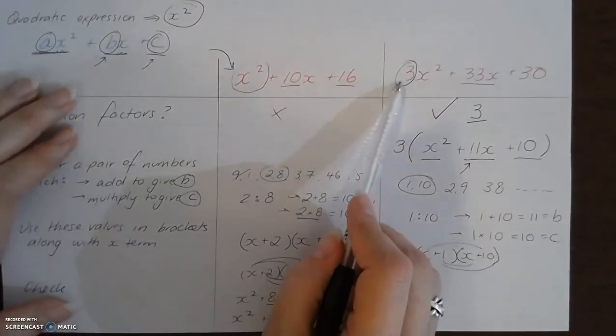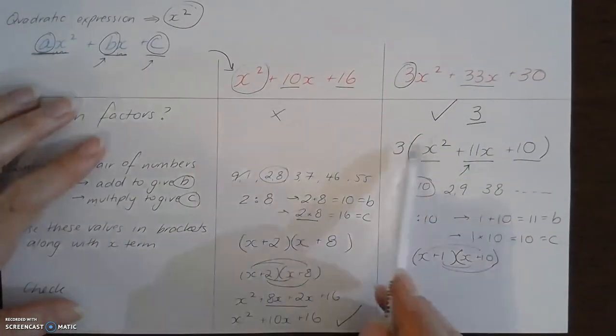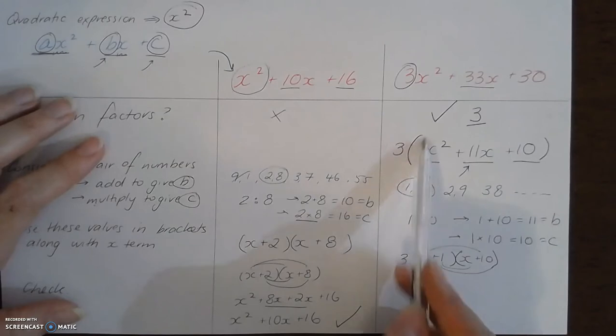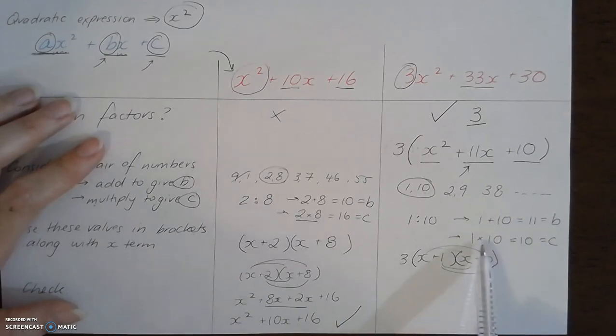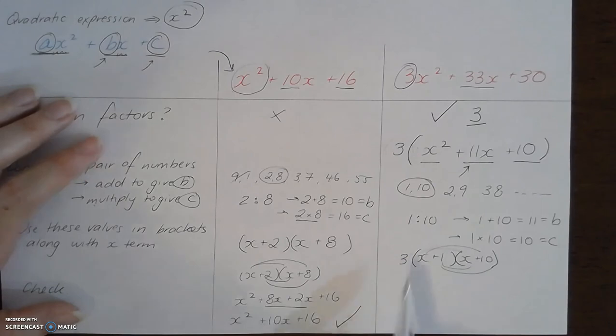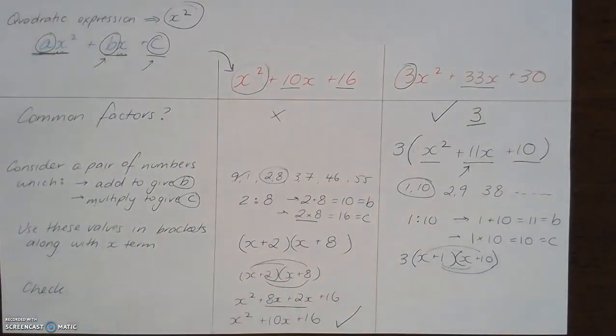If there is a common factor, we need to bring it out front, get that a value to be 1 as best we can, and once again go through the process of finding the pairs of numbers that add to give b and multiply to give c, and then putting those in the brackets, not forgetting the original factor that we pulled out.